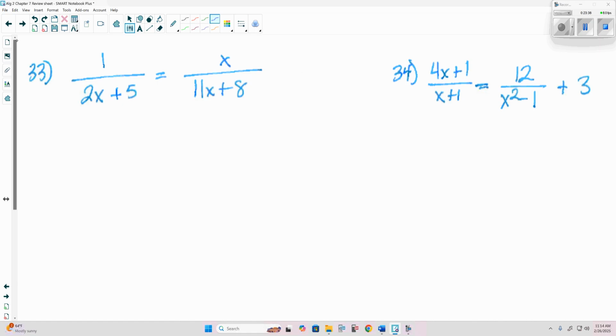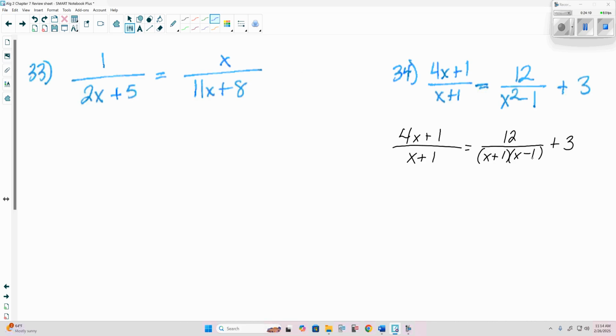Because I do want to look at 34. It's going to be very tempting on 34 to multiply everything by x plus 1 and x squared minus 1. X squared minus 1 is factorable. And with problems like this here, we're not too concerned if the numerators can factor. We're more focused on the denominators, having them factored as far as possible.